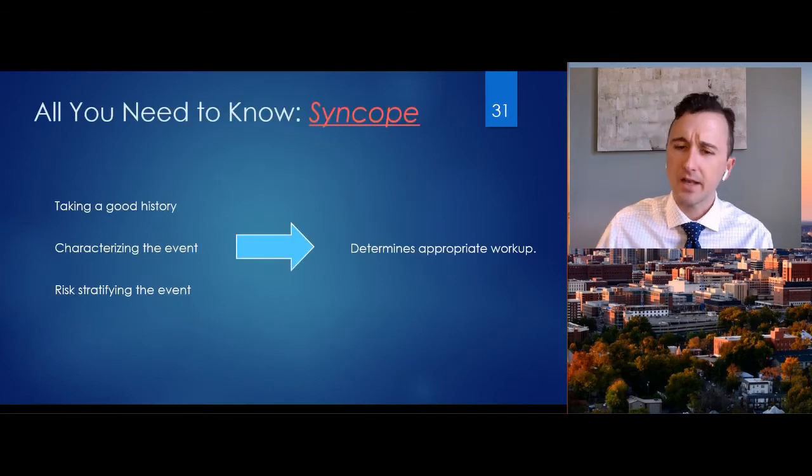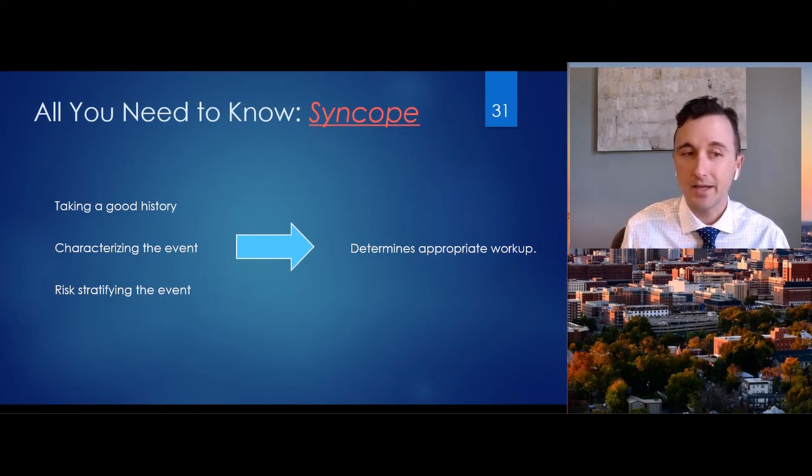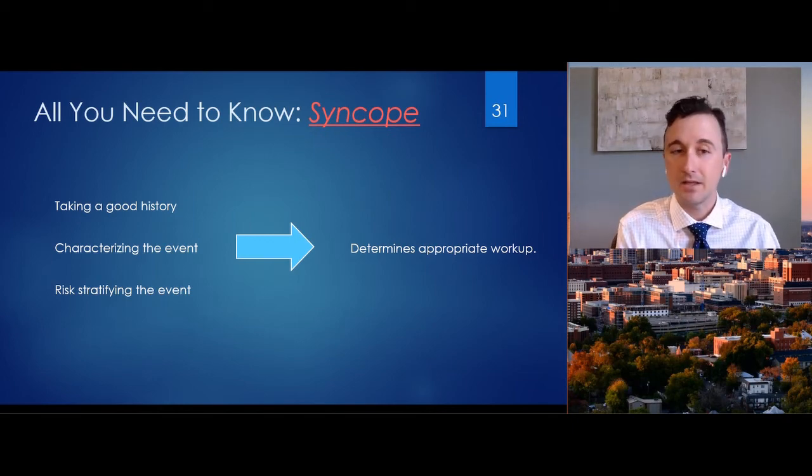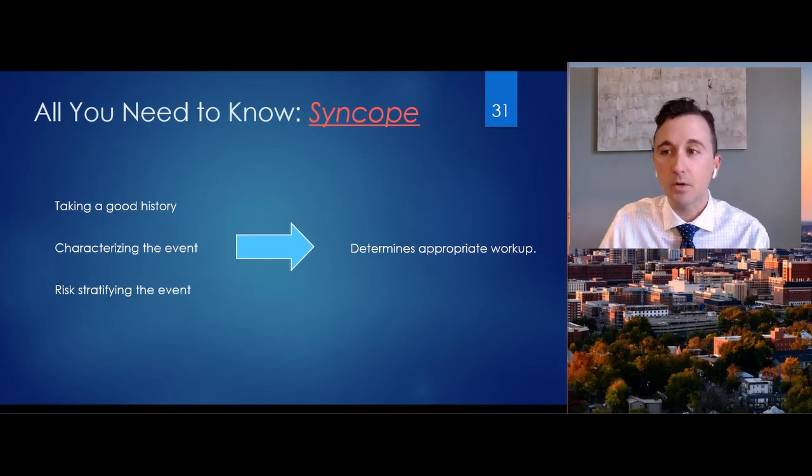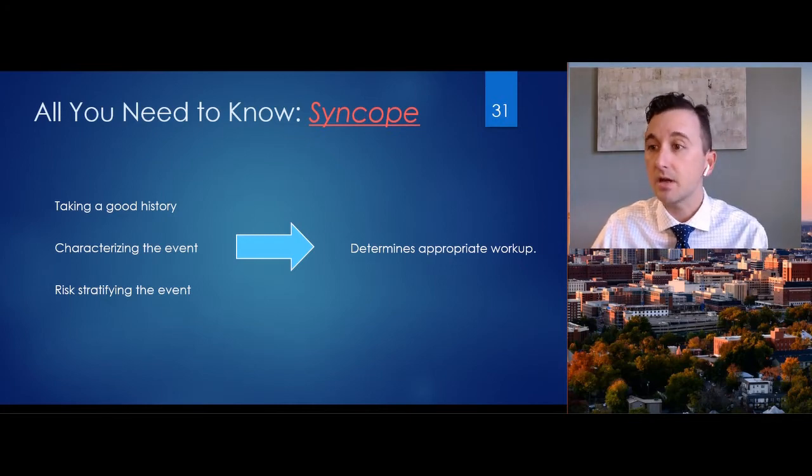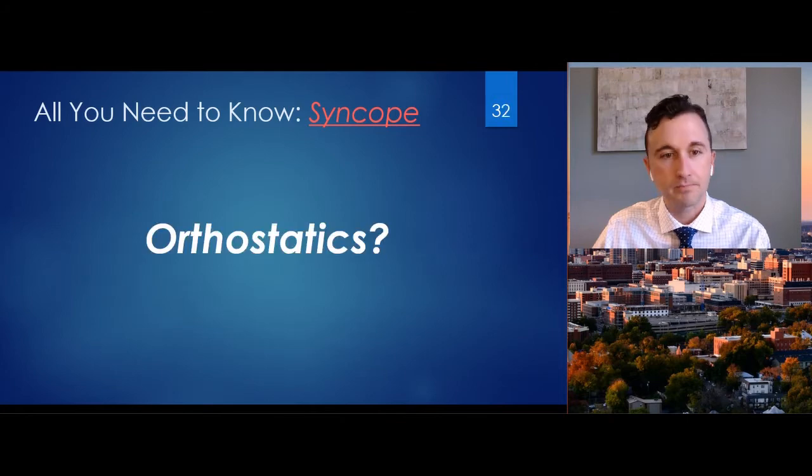So as we mentioned last week, taking a good history, performing a good exam, grabbing an EKG, is going to help you determine the etiology in a lot of cases, is going to help you risk stratify. And for most of your syncope patients, that's all you need, you're going to be done. But as I said, I want to spend time talking about some of these other tests that we often order. So the first thing that I want to discuss is orthostatics.